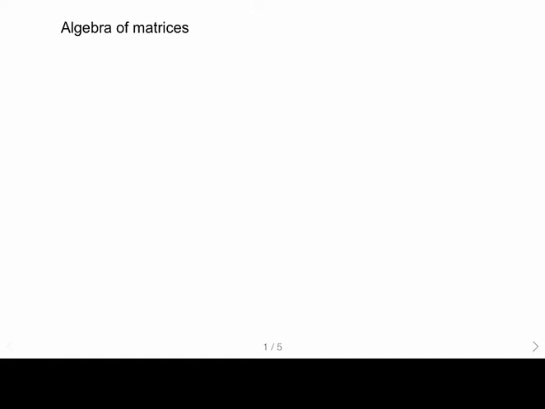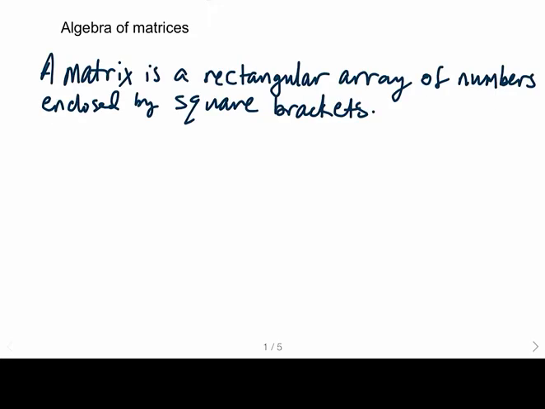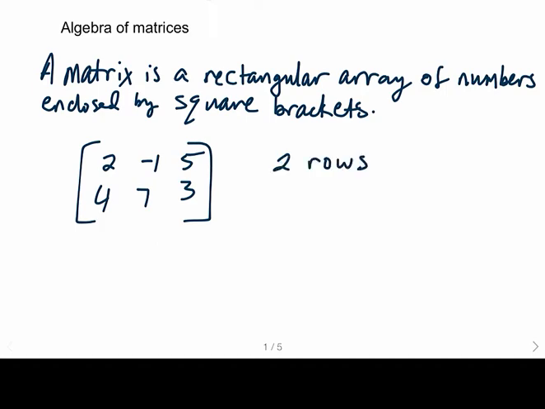In this session, we're going to start to look at the algebra of matrices. A matrix is a rectangular array of numbers enclosed by square brackets. For example, 2, -1, 5, 4, 7, 3, with square brackets around it, is a matrix. When I read matrices, I read them across their rows most often. Since I read 2, -1, 5, and then 4, 7, 3, this matrix has 2 rows. And as you can see, this matrix has 3 columns.